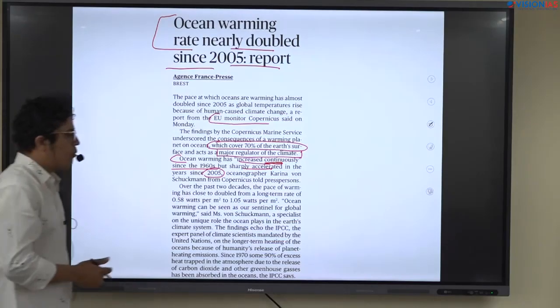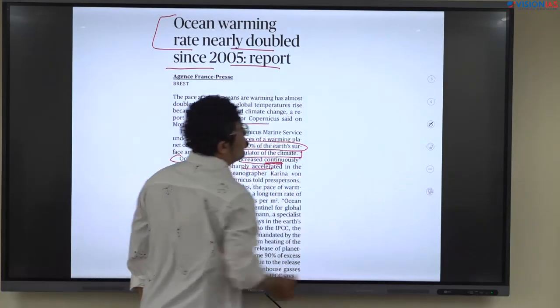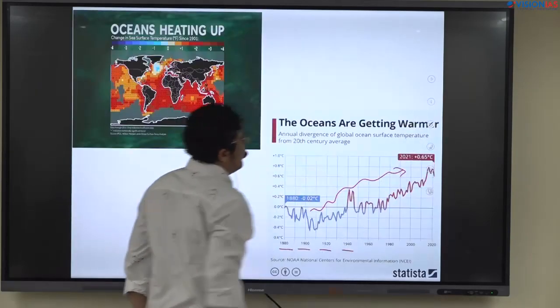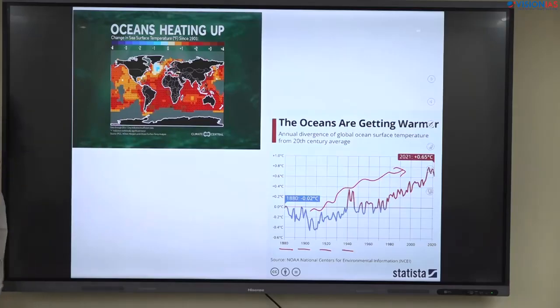So what is the problem it will lead to? What problem can it create? If oceans continue like this, and keep on becoming warmer and warmer, what will happen? Or what can happen?